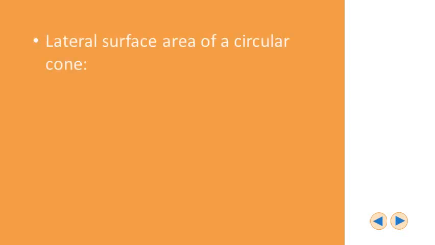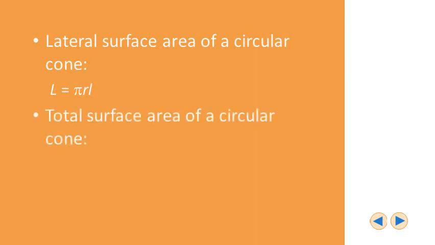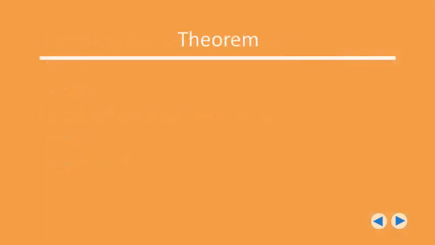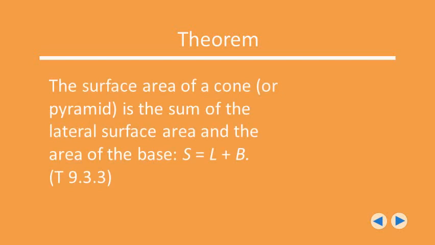So what is the lateral surface area of a cone? Now we're up to page 416. It is pi radius slant height, pi r l. And again, this is like the apothem or the perimeter that we looked at earlier. Total surface area of a circular cone is going to be the base area, pi r squared, plus the lateral surface area, pi r l. And again, we can distribute out the pi r. The surface area of a cone is the sum of the lateral surface area and the area of the base.